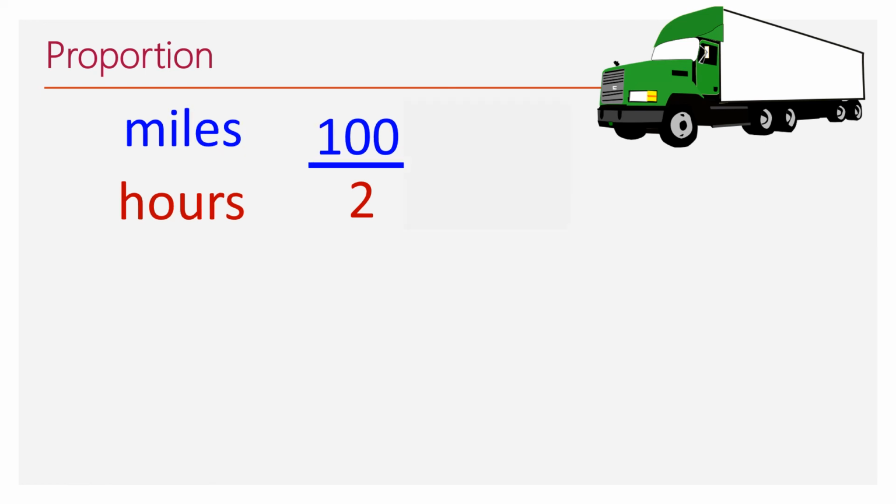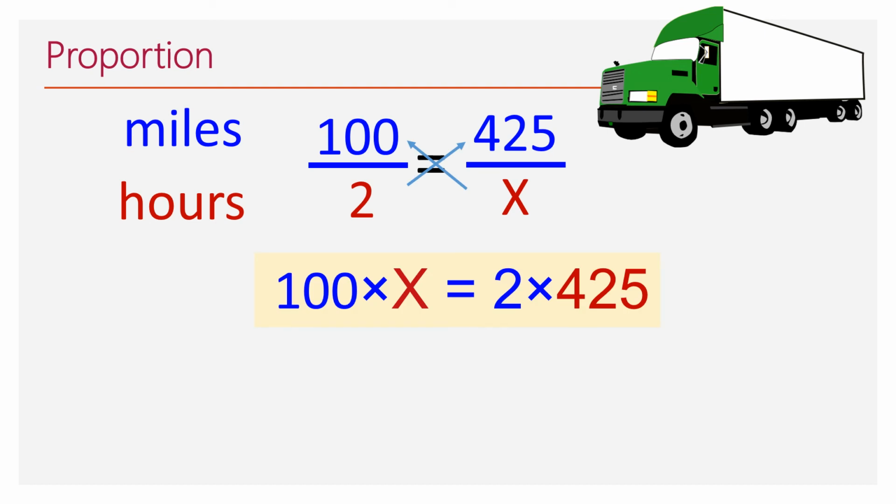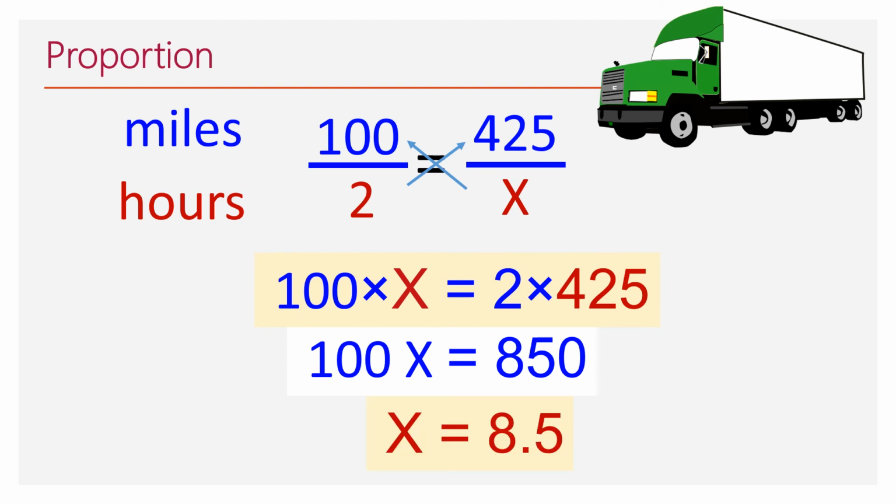I know that my dad always drives at the same speed. I know that he drives 100 miles in 2 hours. In how many hours will he drive 425 miles, the distance from Laredo to Dallas? We can use cross products to solve this proportion. 100x equals 850. Now, we need to divide both sides by 100, to find the value of x equals 8.5 hours. In 8.5 hours my dad will drive 425 miles.